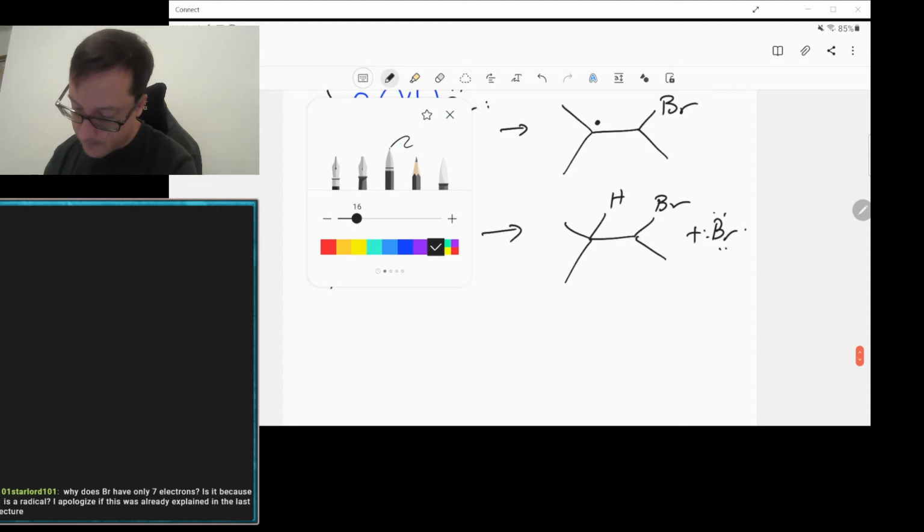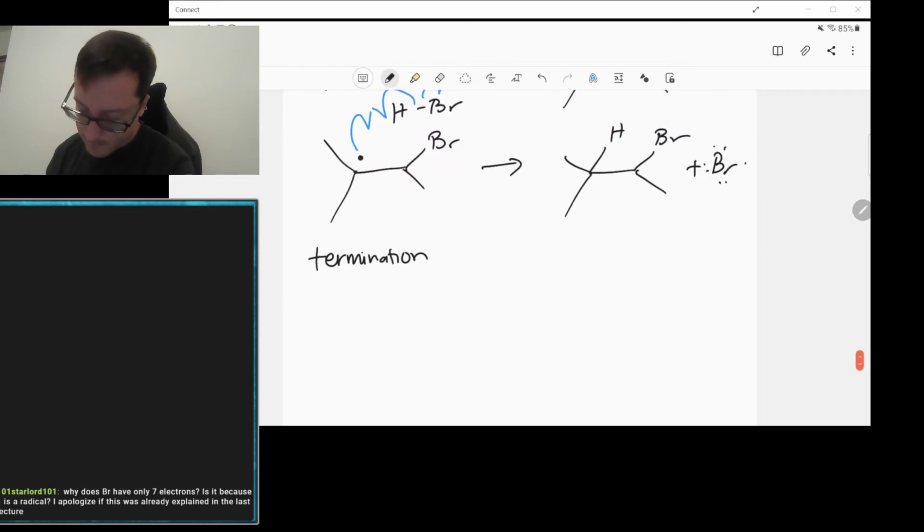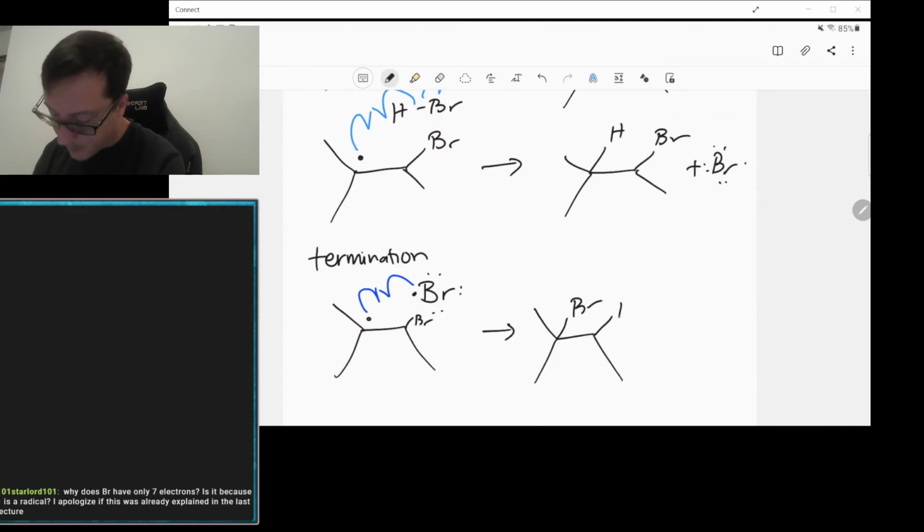All right, and then if we have some termination steps, I'm just going to show the only productive termination step. When that leads to our product, we can just couple. And we will make our product. I guess this one already had a bromine on it, but oh well. Okay. This would be an example of a coupling reaction.